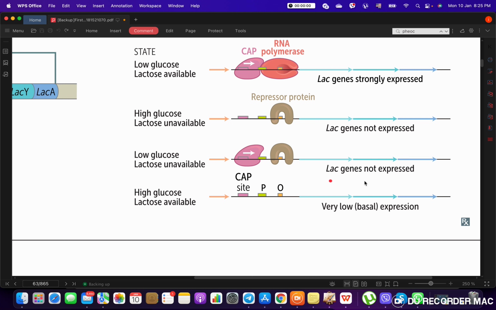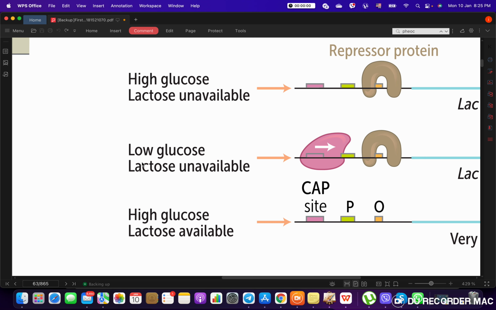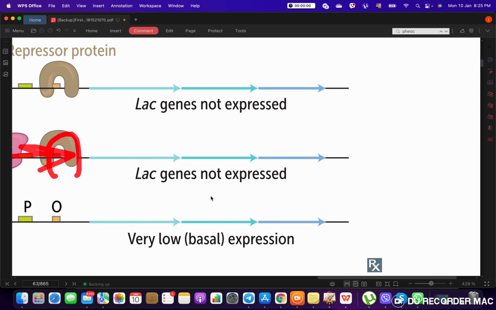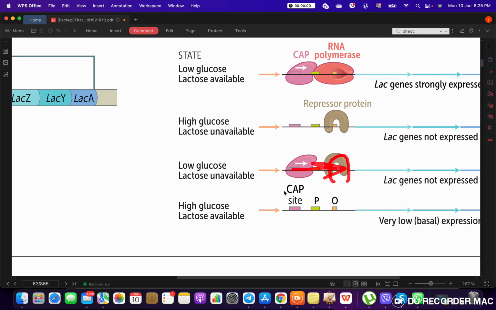Okay, the last condition. So they say lac operon will not be expressed because you have, yes, low glucose, but you will not have any lactose. So no lactose, the repressor will be here. It will prevent the RNA polymerase from transcribing the gene. Yeah? It will prevent him from expressing the gene.